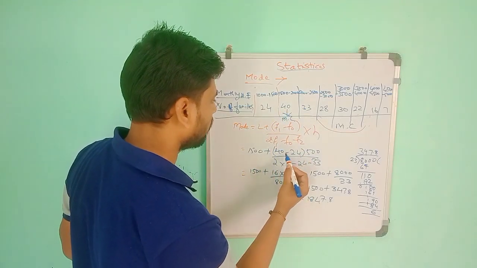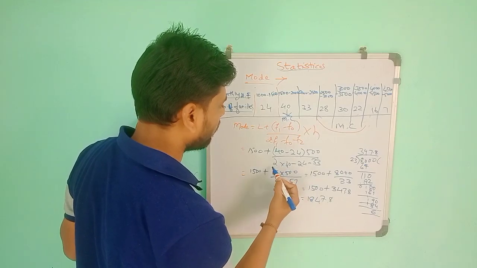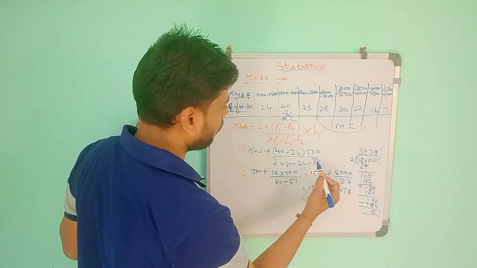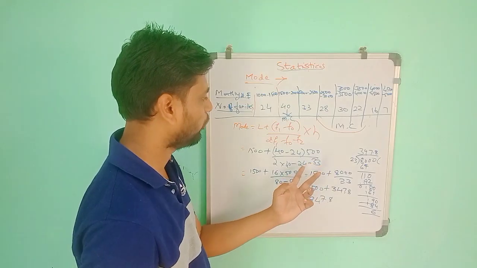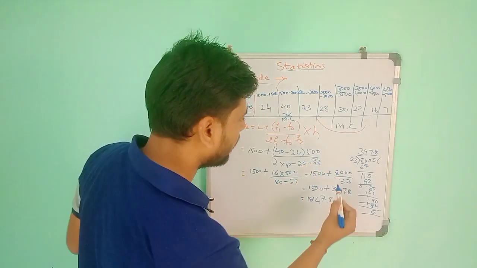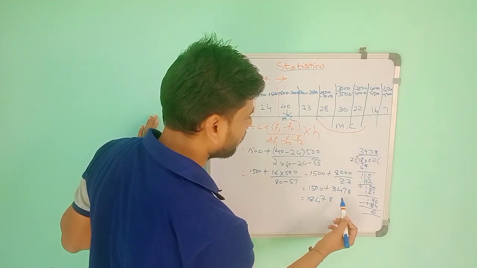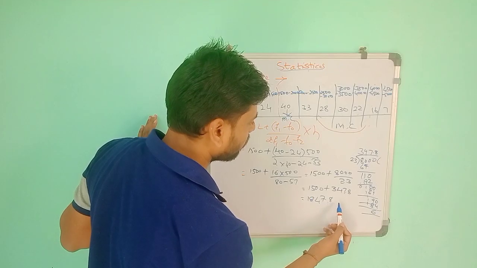So first you have to subtract this one. 16 we got, 500 divided by 80 minus 24, 2 f1 is 80. So 80 minus 24, you have to add this one, 33. So 3 plus 4 is 7, 2 plus 3 is 5, you will get 57. So 80 minus 57 is nothing but 23. Then you divide 8000 by 23, you will get 347.8. So 1500 plus 347.8 is 1847.8.